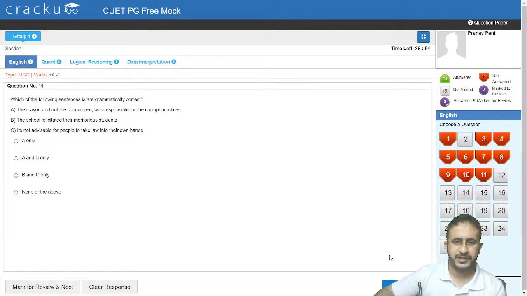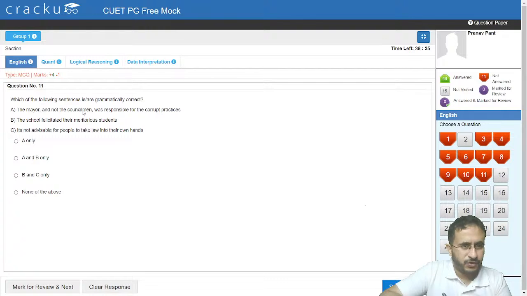This does not look to be a decent paper, in terms of difficulty level. The other three sections were made very easy. English looks very difficult. So let's see, which of the following sentences are grammatically correct. I will solve other questions first and then go to the RCs. I hope I am able to finish on time.